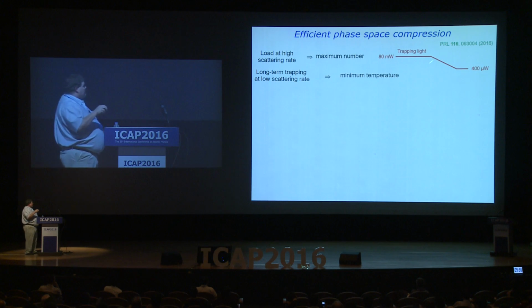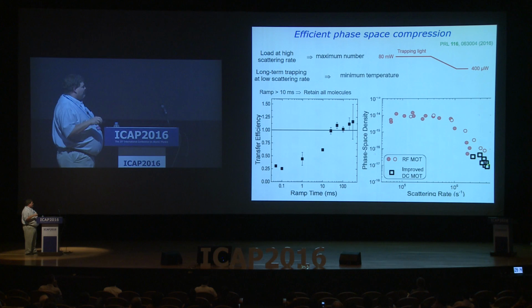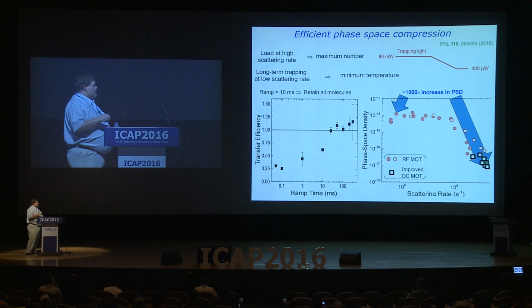So we used this observation to do a sort of phase-space compression where we loaded the MOT at high scattering rate, where that allowed us to have good capture and a maximum number. Then once we had loaded the MOT, we ramped down the power to a low power to get a minimum temperature. And if we do this ramp slowly enough, the transfer efficiency is basically 100%. And as we do this, the phase-space density compresses by roughly 3 orders of magnitude compared to what we had in earlier DC MOTs. So that's really a huge advance.